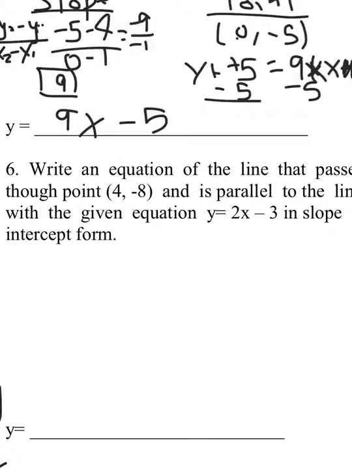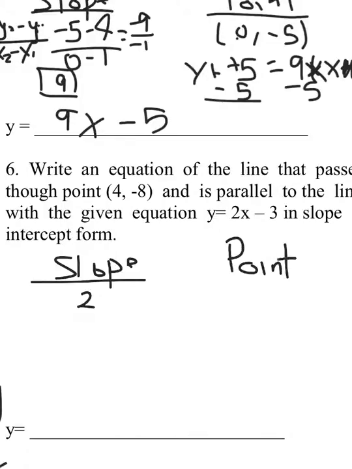6, write an equation of a line that passes through 4, negative 8, and is parallel to the line with the given information. So again, obviously you'll have several different versions of writing equations, parallel, perpendicular, and what have you. So slope, my slope here is 2. My point is, I wrote that wrong, 4, negative 8.